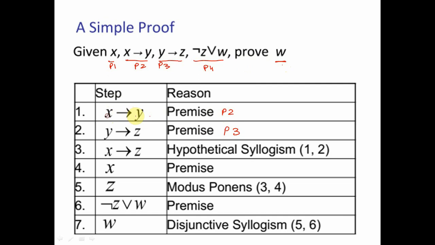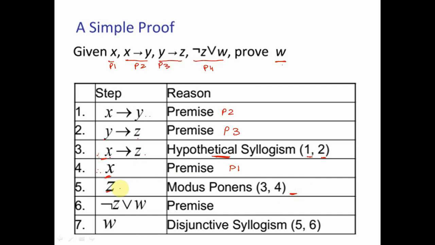Now, X implies Y and Y implies Z. So, I can apply hypothetical syllogism to come to X implies Z. Right? So, let us say, we are applying hypothetical syllogism on 1 and 2. Then X, once again, is the premise P1. If X implies Z and X, I can apply modus ponens on these two to come to Z. So another law has been applied over here.